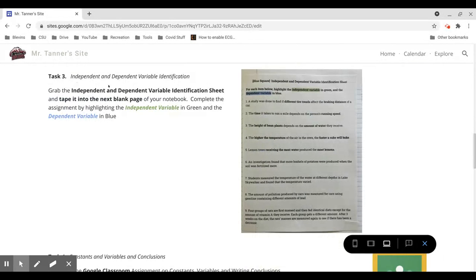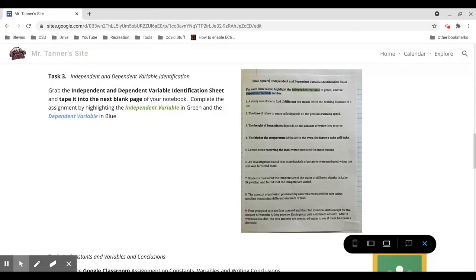Task 3 is identifying the independent and dependent variable. So this again is a paper that should be in your packet that I handed out to you. If you lost that packet, again, you will need to write down each of these 9 sentences and then highlight the independent variable green and the dependent variable blue.